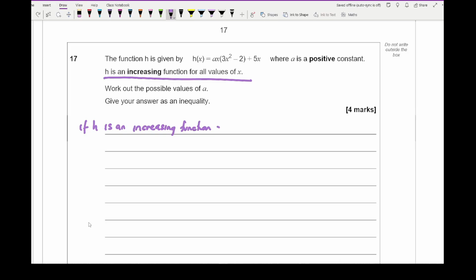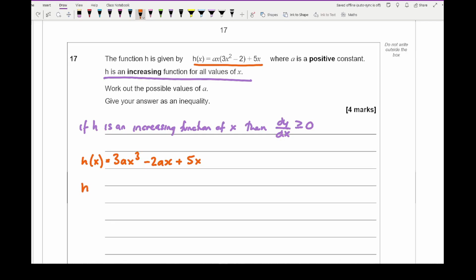then dy over dx must be greater or equal to 0. Now for this, what we then need to do is to differentiate this expression here. To do that, what I'm going to suggest is expand the brackets to make that easier to work with. So what we end up with is 3ax cubed minus 2ax plus 5x. Then simplifying the expression, we can't simplify that any further.